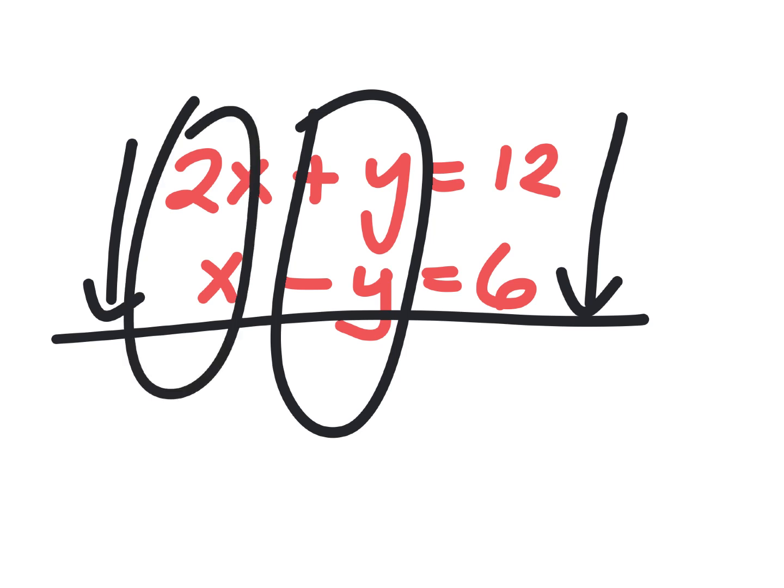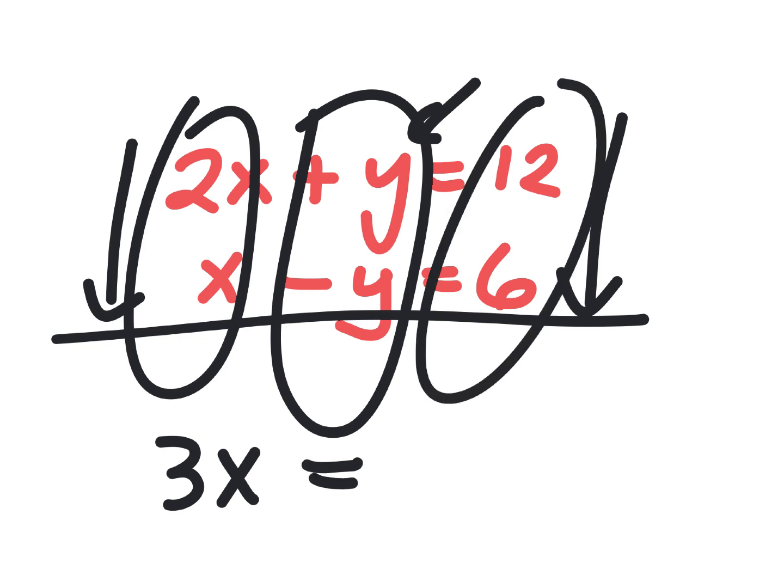What's 2x plus x? 3x. Common mistake. You were thinking multiply. 2x times x would be that. But 2x plus x, 3x. This and this, 0. Do I have to write plus 0? No, because plus 0 doesn't do anything.